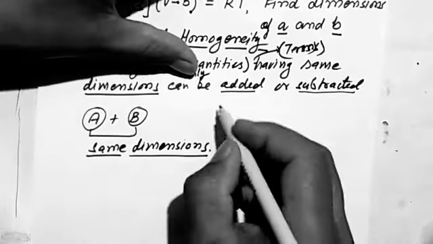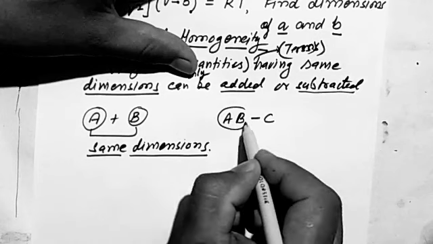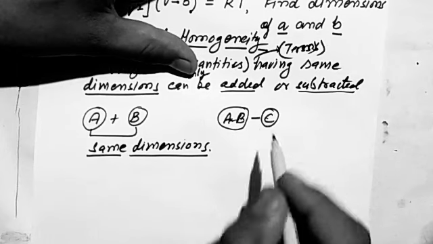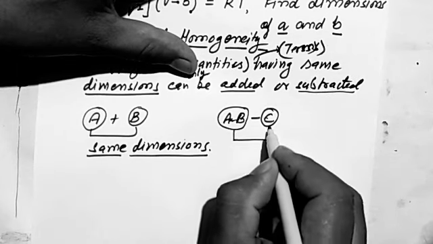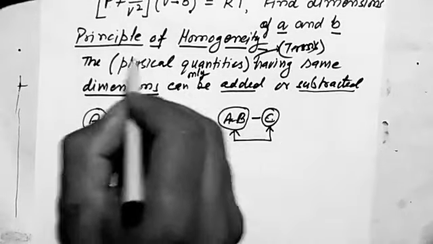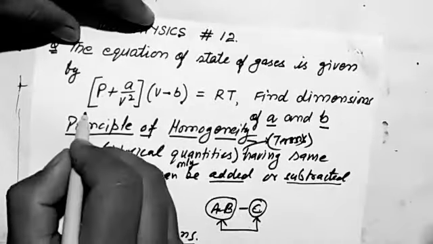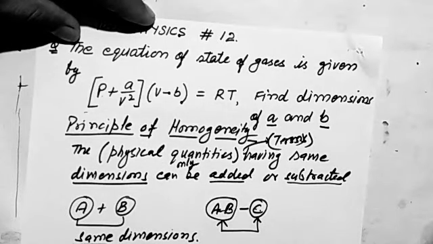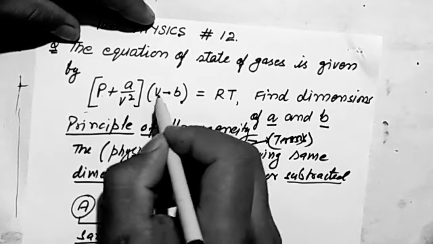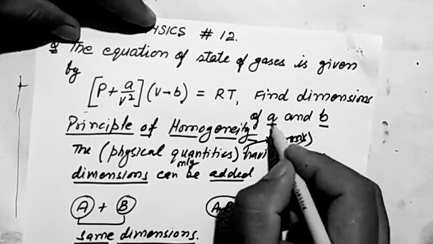Similarly, if we have quantities like AB minus C, then AB is one term and C is a second term. We are subtracting these two terms, so the dimension of AB should be the same as the dimension of C. This is the principle of homogeneity, and the same concept is used to solve questions like this. You are given the equation (P + A/V²)(V − B) = RT, and we have to find the dimensions of A and B.